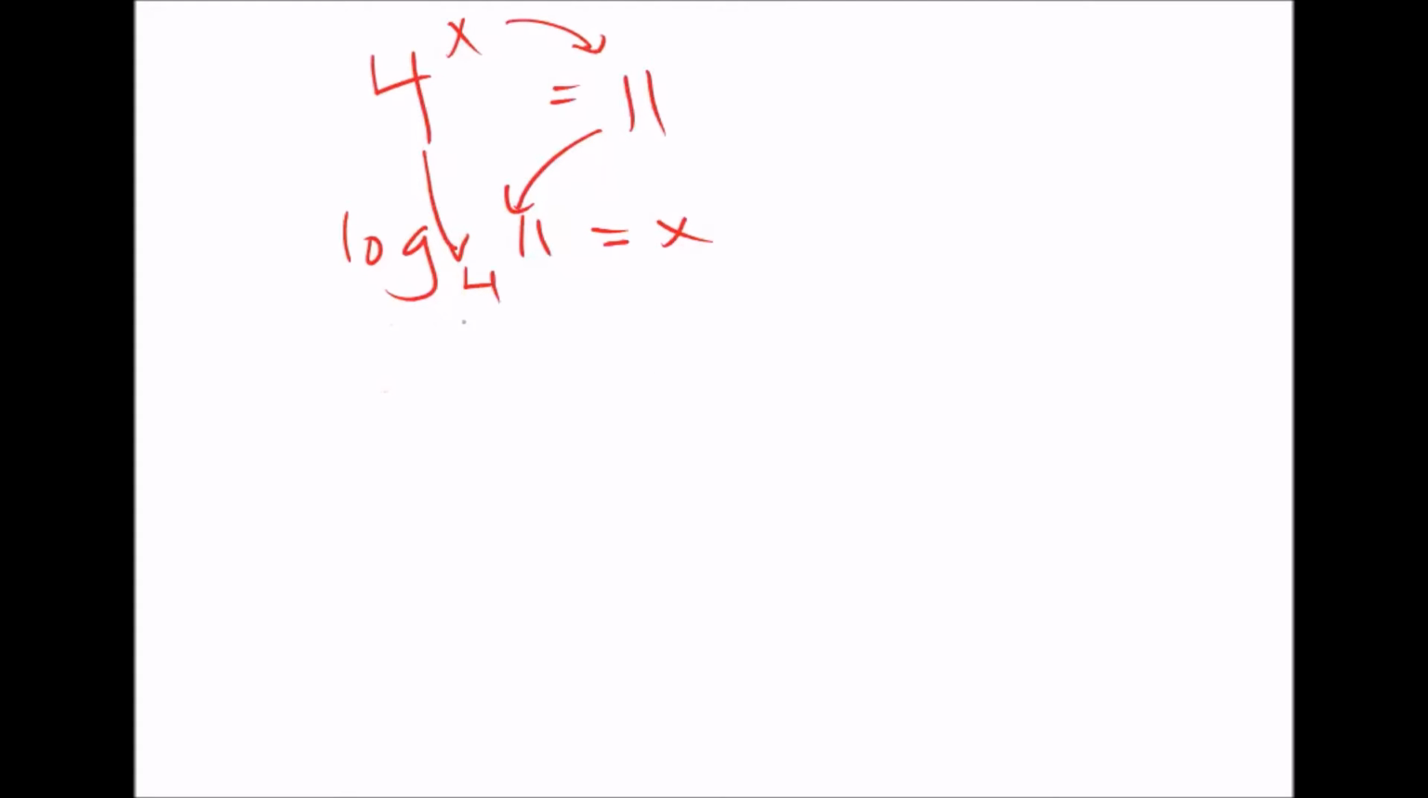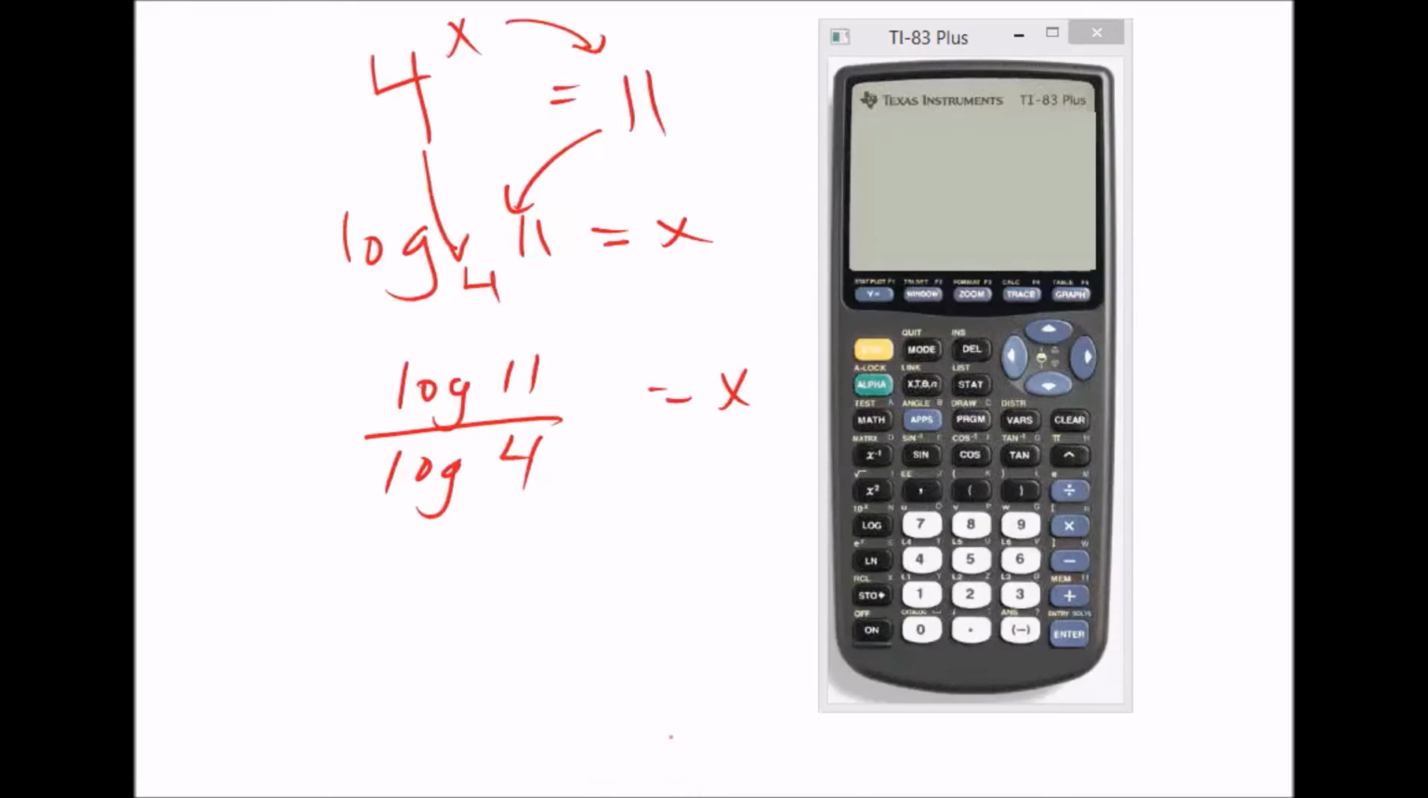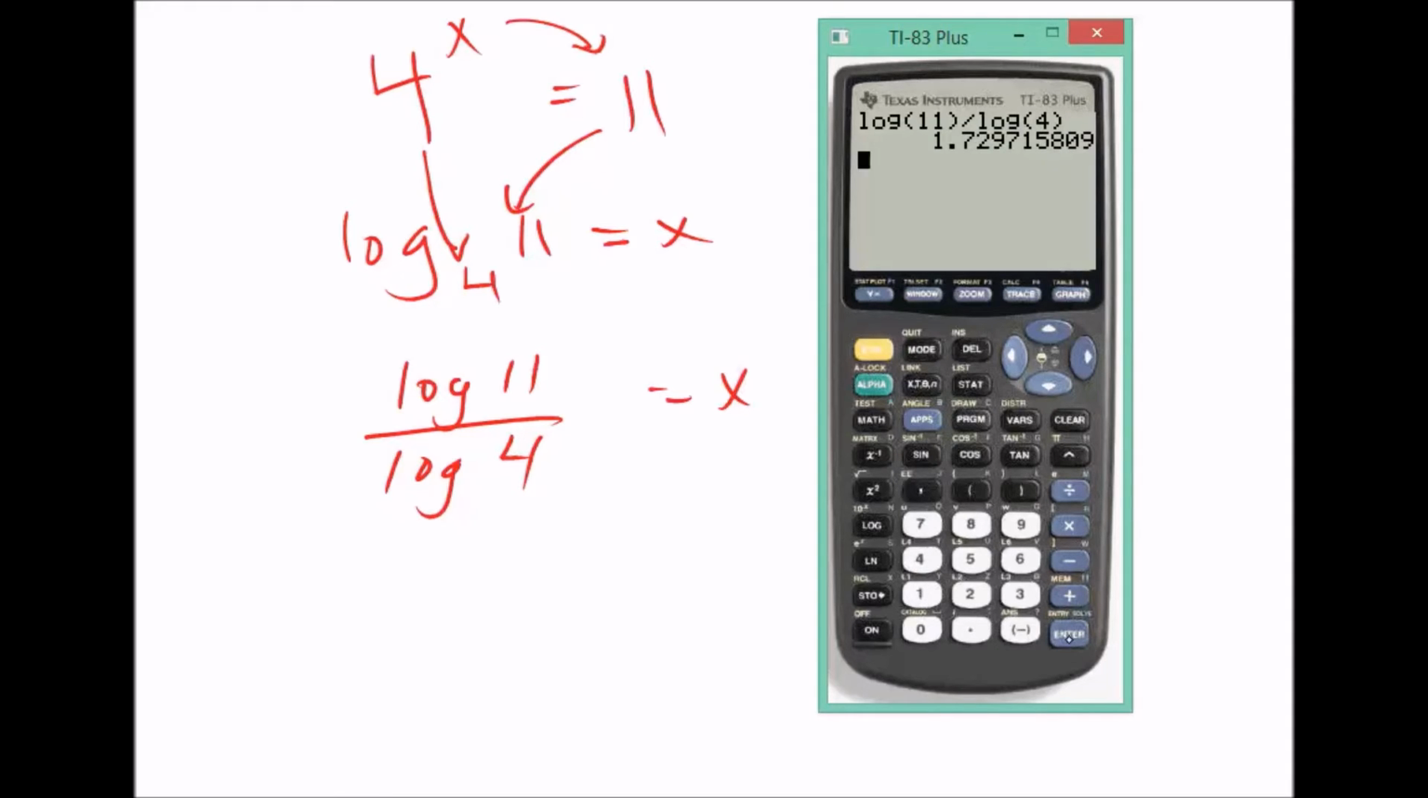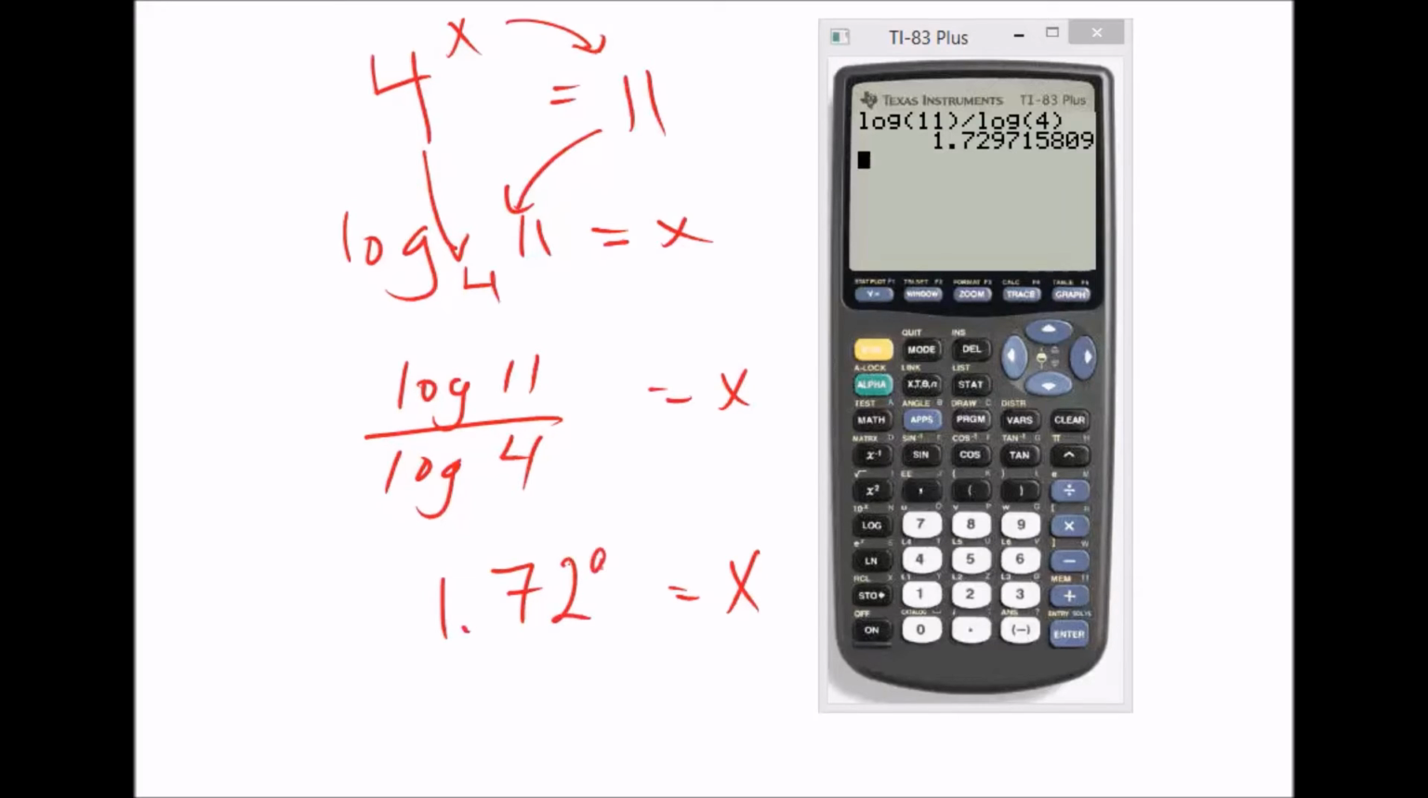Remember, you can't plug this in because it's not base 10, but you can rewrite it as x equals log 11 divided by log 4. Let's just plug that in. So we have log 11 divided by log 4, and x will be equal to 1.729, and I don't round, I just take the first 3 decimal places.